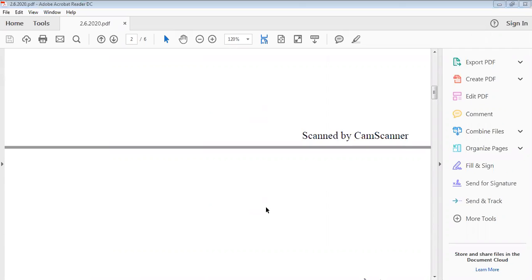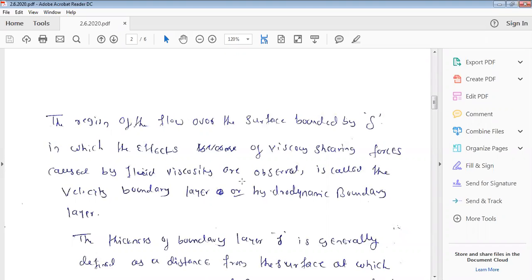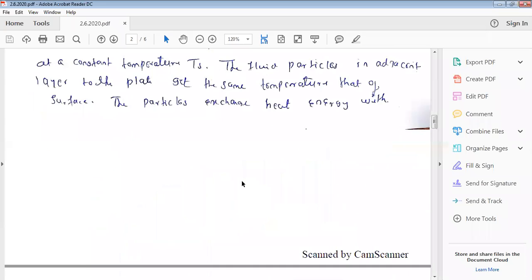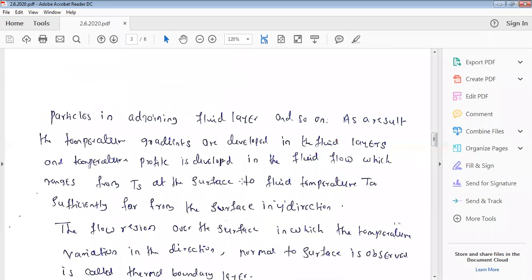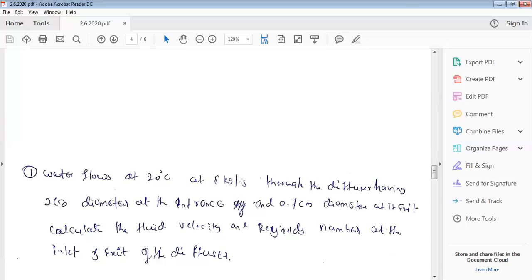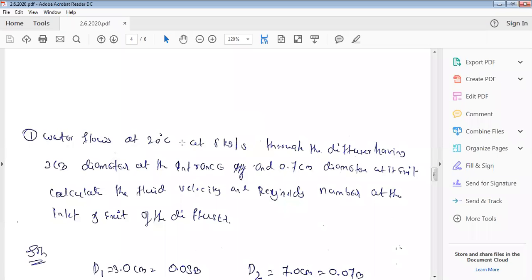Hmm. Now let's see, we'll move further. I hope you understood these two concepts, velocity boundary layer and thermal boundary layer. Now let us see, by using these, what kind of problems we can solve, what kind of problems may come. Okay, now let us go through this simple problem.